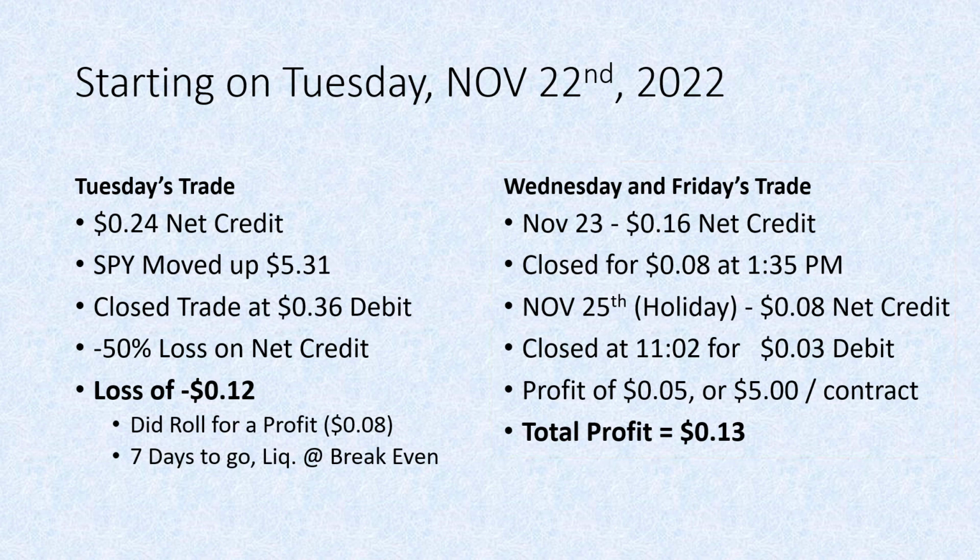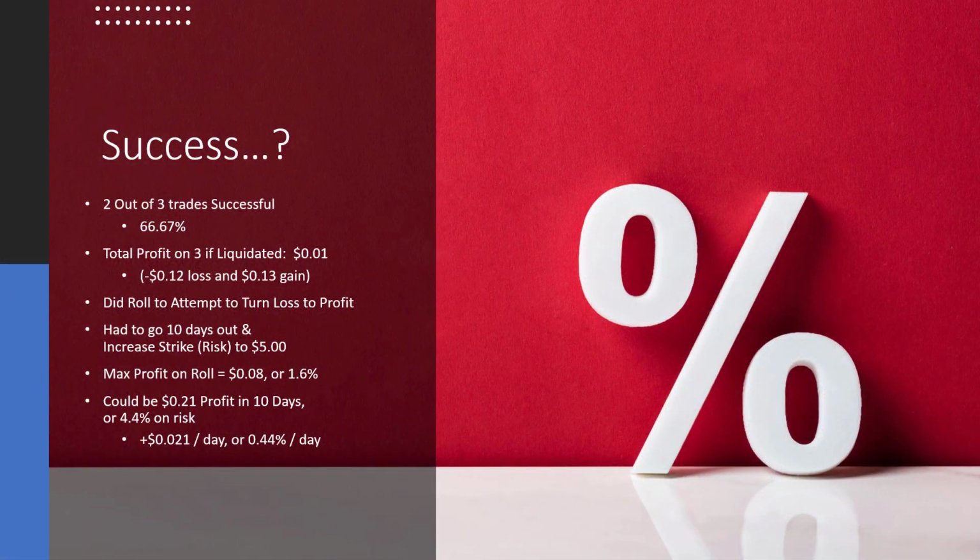Total loss if we just liquidated the losing trade on Tuesday was 12 cents. So we're looking at maybe only a 1 cent profit total with this approach for the week of November 22nd through November 25th. Shortened trading week, add a mistake on Monday using the SPX trade. Again, 1 week does not the market make, and 1 shortened holiday week does not the market make.